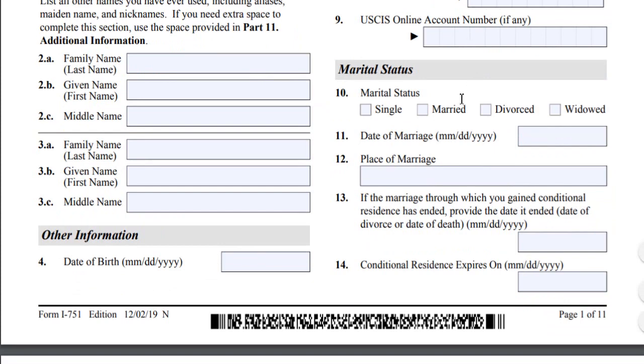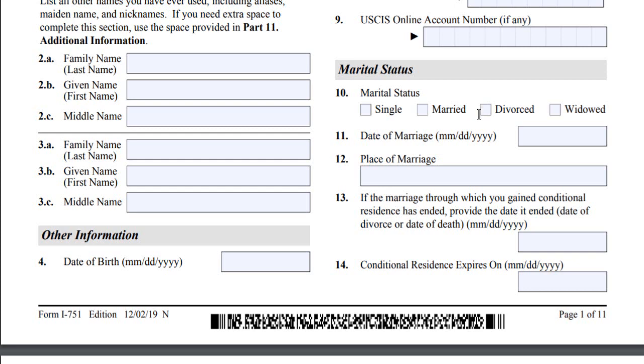Or your conditional resident parent entered the marriage in good faith, but you were battered or subjected to extreme cruelty by your U.S. citizen or lawful permanent resident spouse, or by your conditional resident parent. Or the termination of your status and removal from the United States will result in extreme hardship.